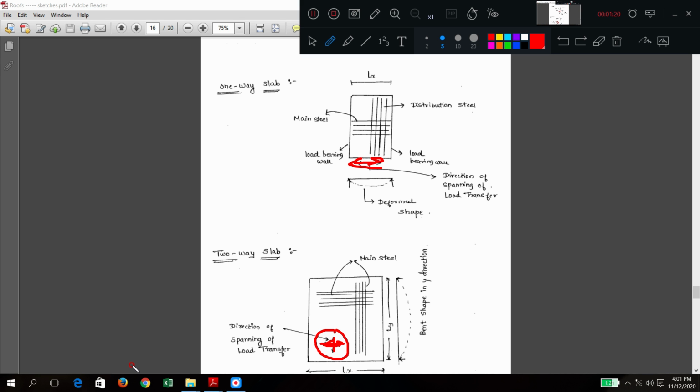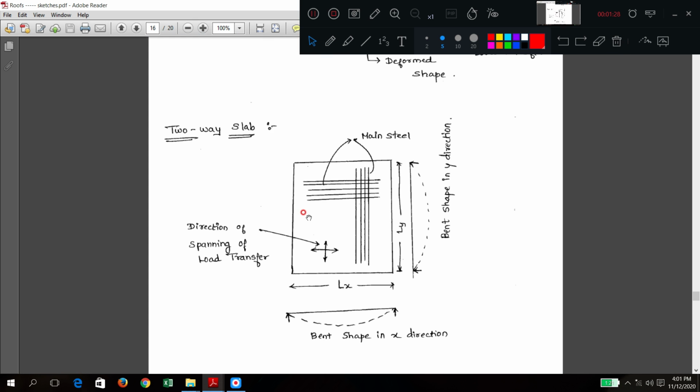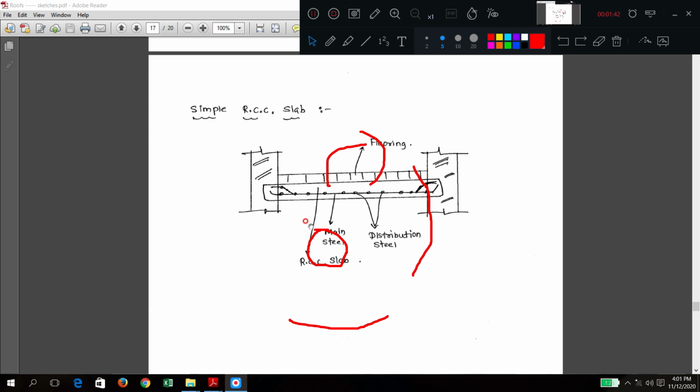Bending only in one direction. Here bending is happening in two directions. So that is why I have shown bending here also. So this will be your mark for two-way steel. Here both are main steel. Now next we will go to the simple RCC slab.